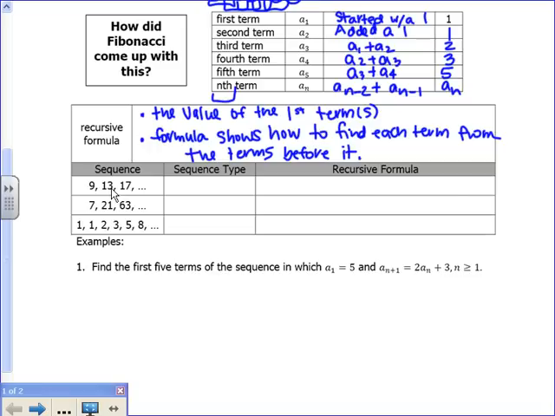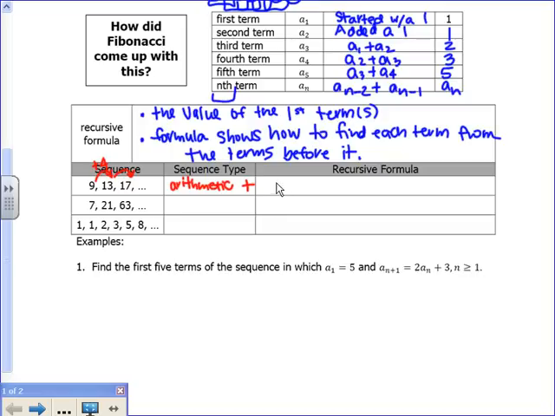Take a look at this first one, 9 to 13, 13 to 17. Now, it's going up by a constant number, which means that we are adding a certain number to get from one number to the next. So this is just known as an arithmetic sequence. Remember, you're adding a number to get from one number to the next. Now, what are we adding? Well, to get from 9 to 13, we're going to add 4.